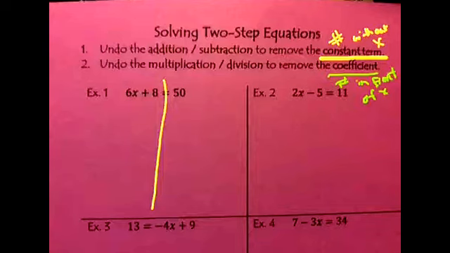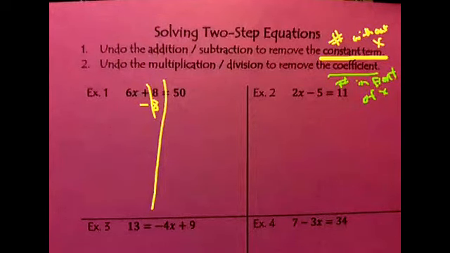So first step says undo the addition or subtraction to remove the constant term. So my constant is positive 8. In order to undo adding 8, I need to do the inverse operation, which is subtract 8. So I'm going to put a subtract 8 right underneath it. Those two things are going to cancel out. But whatever I do on the left side of my equation, I have to do on the right side of my equation. So I'm going to put a minus 8 under the 50 as well.